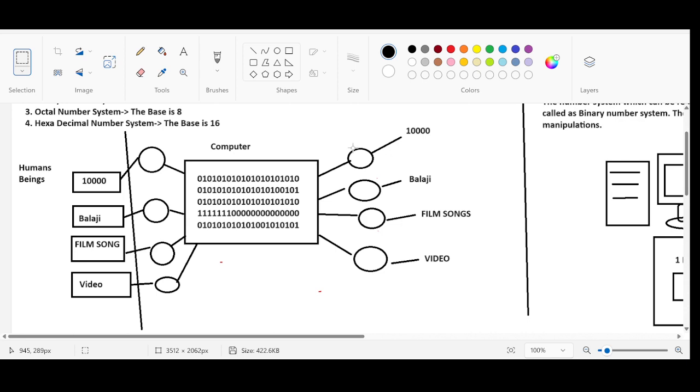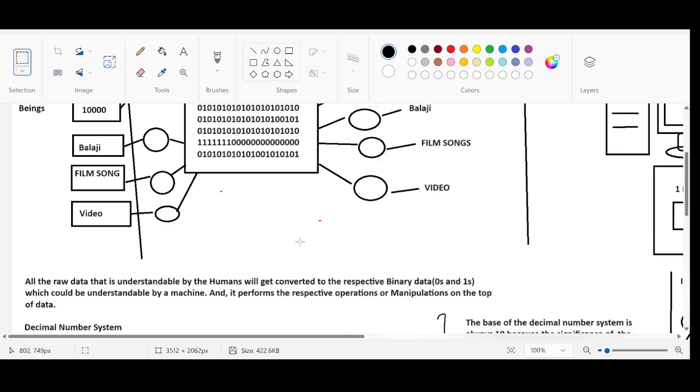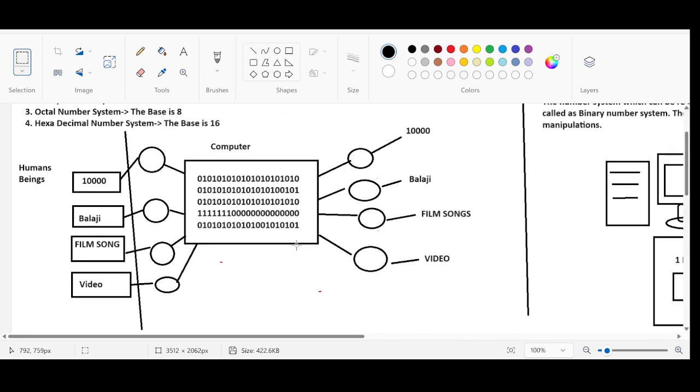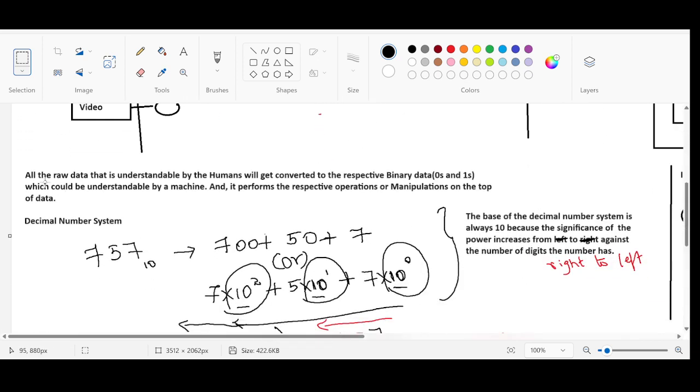Internally there will be a lot of compilers and translators, so many things, but the takeaway is that the computer is going to accept data only in the form of zeros and ones, binary data. This was just the introduction to the binary number system. All the raw data that is understandable by humans will get converted to the respective binary data, nothing but zeros and ones, which is understandable by a machine. So it performs the respective operations or manipulations on top of this data.